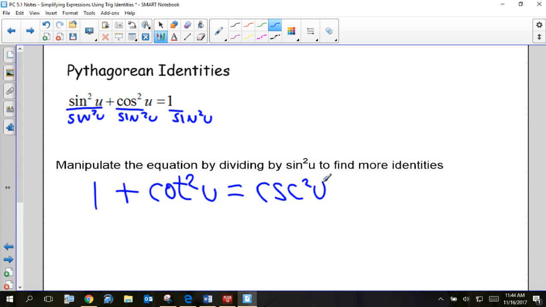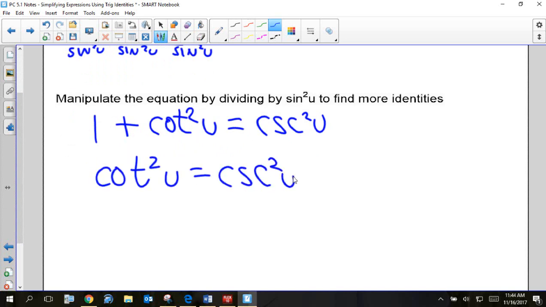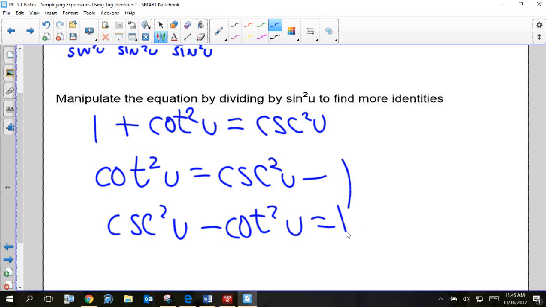Okay. So now I'm going to use addition or subtraction. I think I'm using subtraction to just rearrange these and get 2 more from this one. So subtract 1 from both sides, and I'll have what cotangent squared equals. I subtracted 1 from both sides. Or up here, if I subtracted cotangent u squared from both sides. So that's 5 and 6, it's 4, 5, 6.